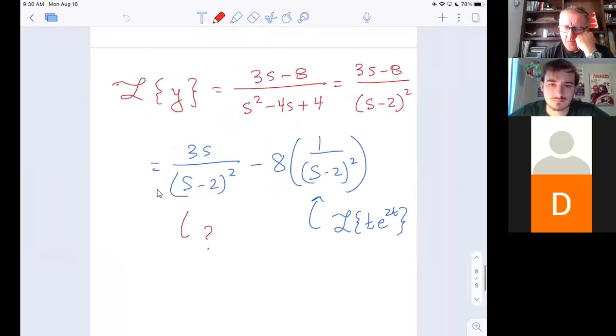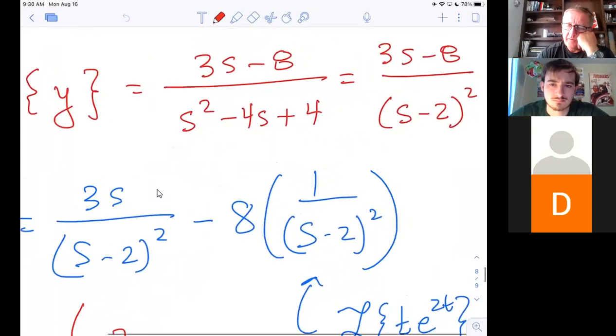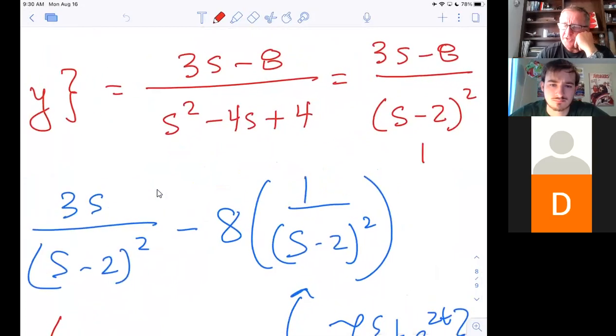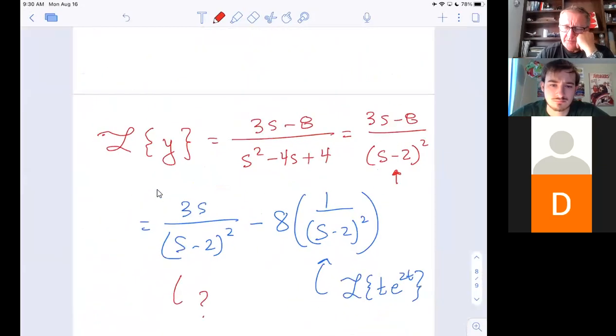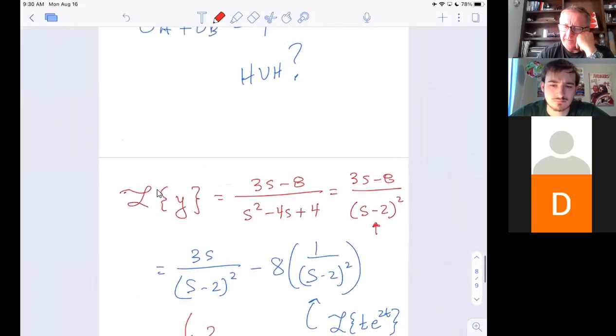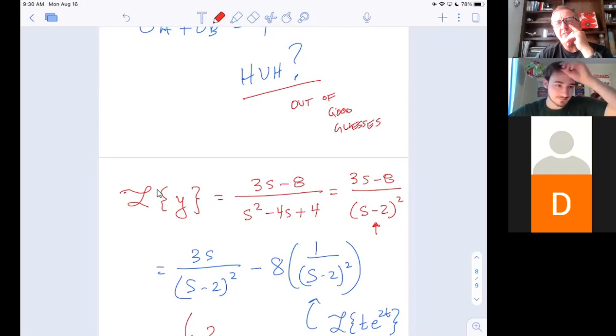So what do I do when this is repetitious, if you will? Are you feeling that when I say huh here, I'm out of good guesses? Like I don't even know what to try now. Didn't we try a bunch of things? And it's like, geez, what do I try now?